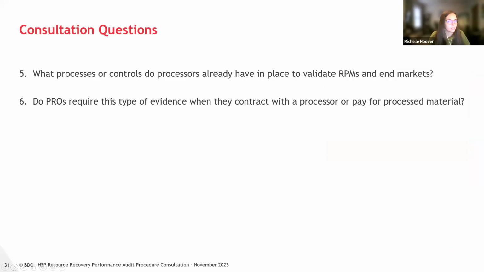Our next two questions are: what processes or controls do processors already have in place to validate RPMs and end markets? Do PROs require this type of evidence when they contract with a processor or pay for processed material?